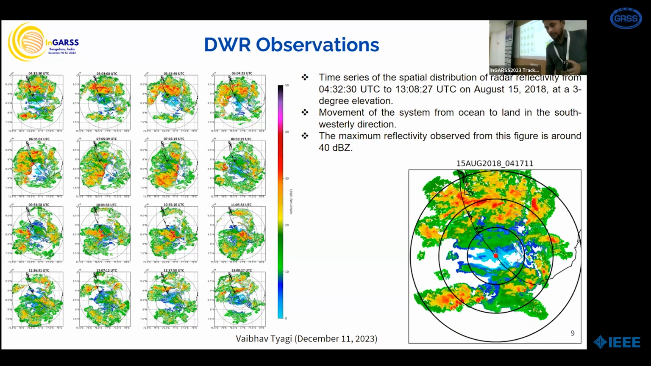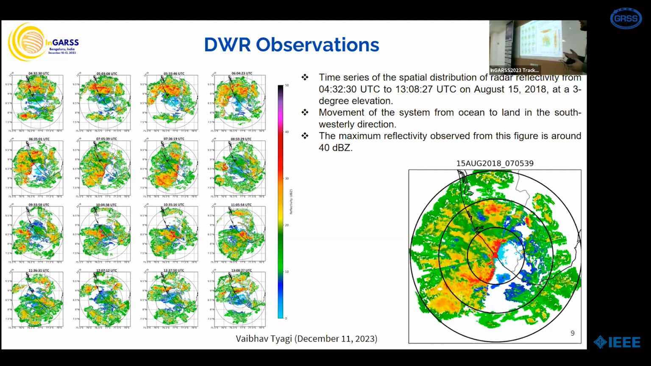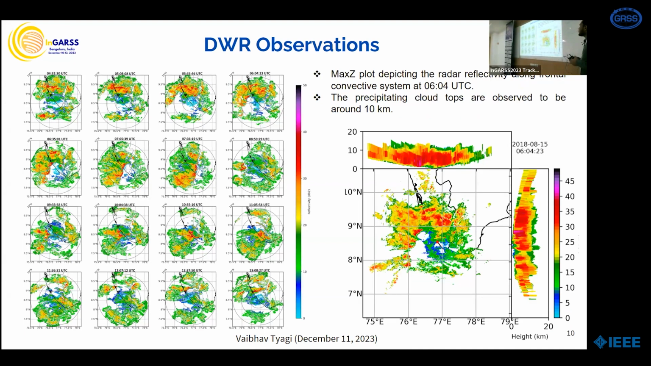In order to investigate the structure of the precipitating system, we also create a max Z plot. A max Z plot means that we have reflectivity observations, a 3D observation, and whenever there is a maximum reflectivity, we have plotted that. The top panel of this plot shows the variation of reflectivity along the longitude, and this shows the variation of reflectivity along the latitude. We can see that there was a high reflectivity cloud of about 10 kilometers at that time, that results in such heavy precipitation.